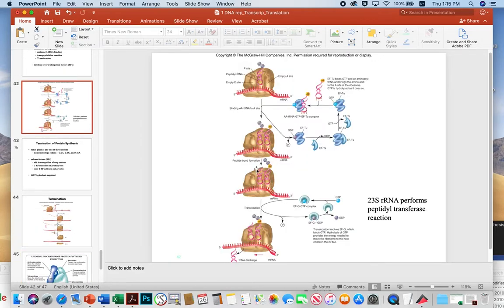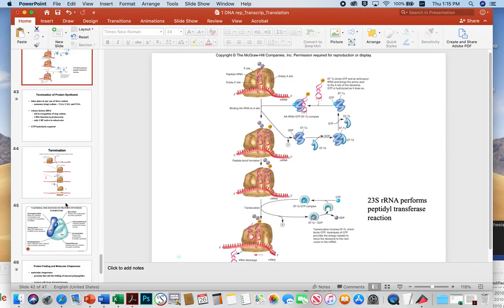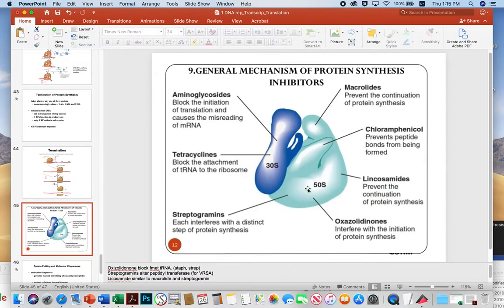This is the peptidyl transferase reaction that's happening. So these two amino acids, when they get moved over onto that to form this, is caused by the 50S ribosomal subunit, specifically the 23S ribosomal RNA in the 50S ribosomal subunit that facilitates that reaction. So obviously antibiotics like macrolides and so forth that interfere with 23S ribosomal RNA activity in the 50S ribosome will interfere with that type of transpeptidation reaction.